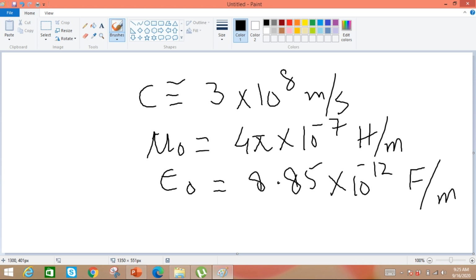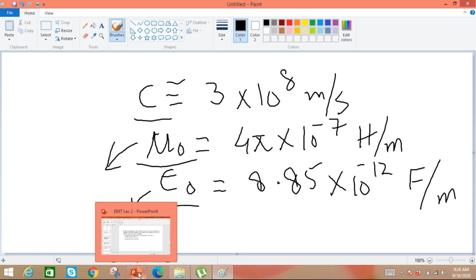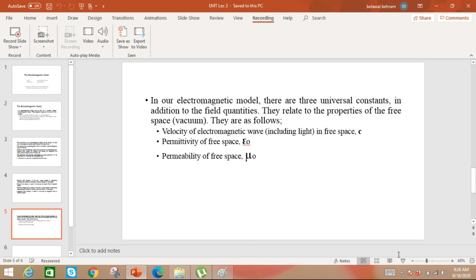So these are the three universal constants: the velocity of electromagnetic wave, the permeability of free space, and the permittivity of free space. Permeability of free space is related to the magnetic field, whereas permittivity of free space is related to the electric field. We can say that permeability is considered in inductance, whereas permittivity is considered in capacitance. So these are the three universal constants.